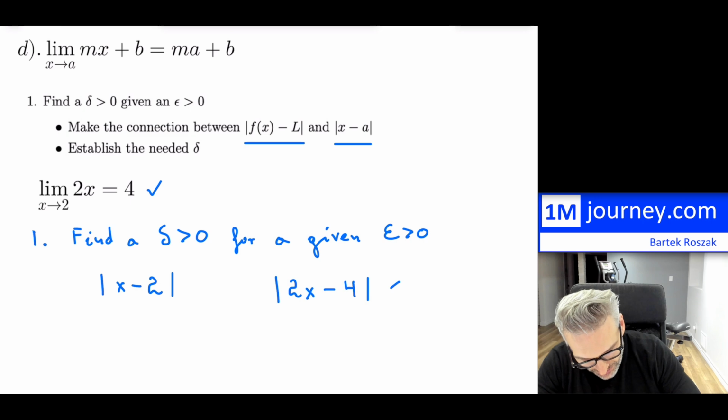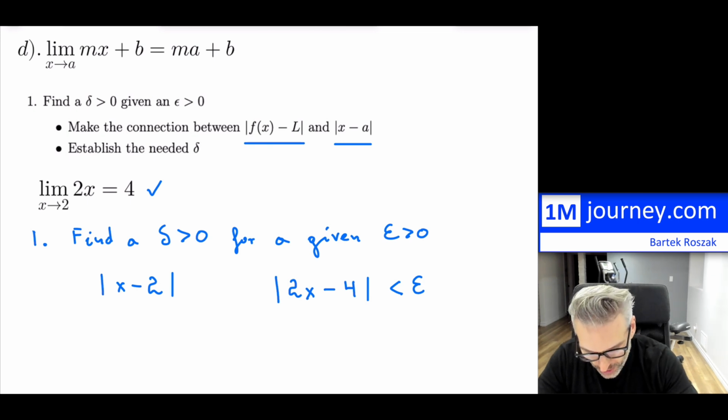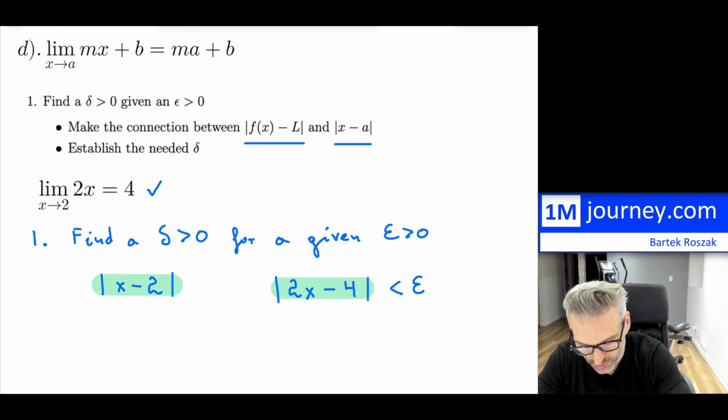Now, we are given an epsilon, which is greater than 0, right there. So our entire goal will be, let's make this and connect it back to here. So how am I going to do that?